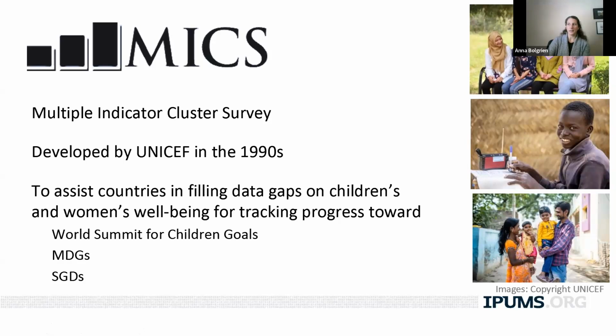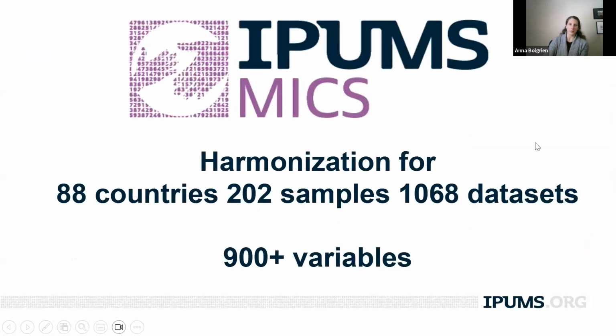And these surveys developed by UNICEF are generally pretty comparable across all countries. There's a big effort to make the data collected comparable. However, things change over time and countries have different needs. And so that is where IPUMS comes in. IPUMS MICS is the fully harmonized and integrated dissemination system for the UNICEF MICS data.